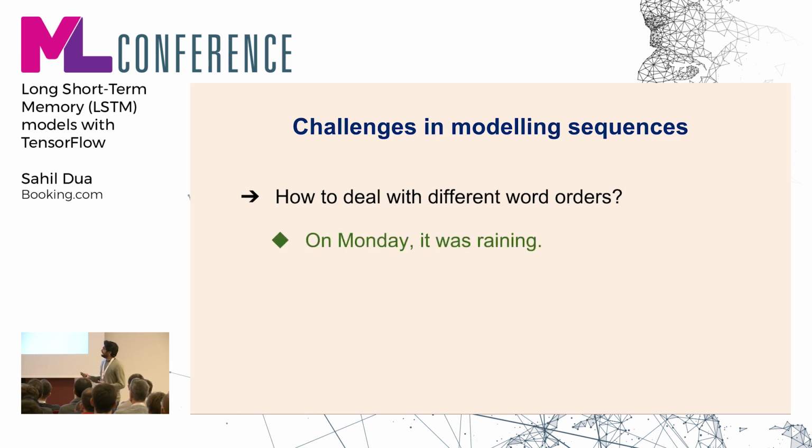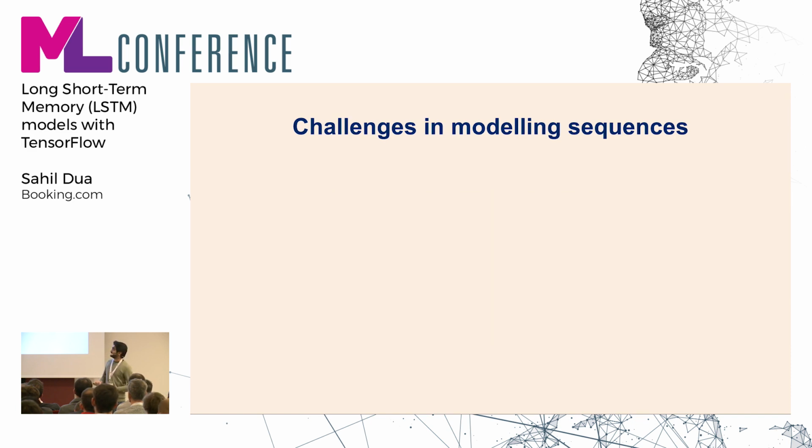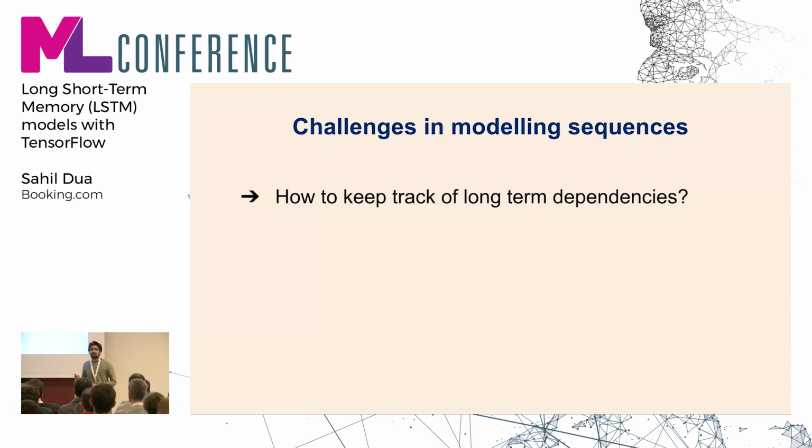Another challenge that we have is how do we deal with different word orders. For example, we have "on Monday it was raining" and "it was raining on Monday." We need to make sure that we extract the same meaning out of these two differently ordered sentences, which have the same meaning. And another one is how do we keep track of long-term dependencies?